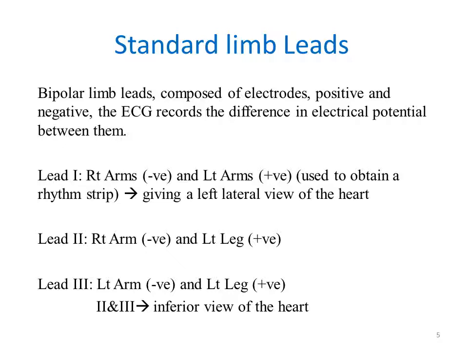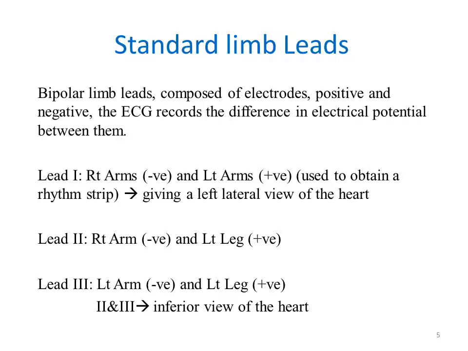The standard limb leads, also called bipolar limb leads, are composed of electrodes, positive and negative, and the ECG records the difference in electrical potential between them. تسجيل الفرق في التيار الكهربائي ما بين القطب الموجب والسالب. There are 3 standard limb leads أو 3 bipolar limb leads, which are lead 1, 2, and 3.